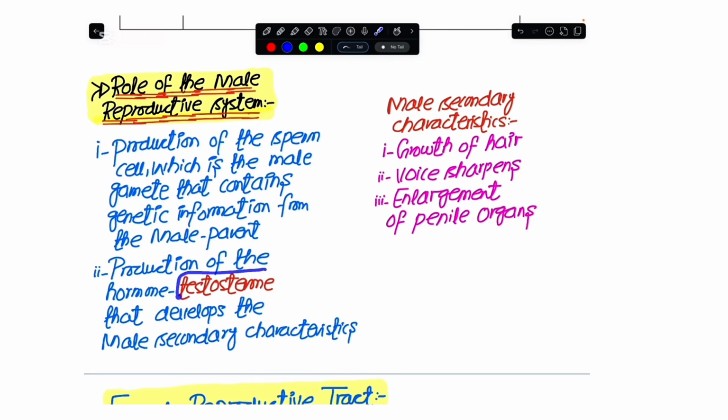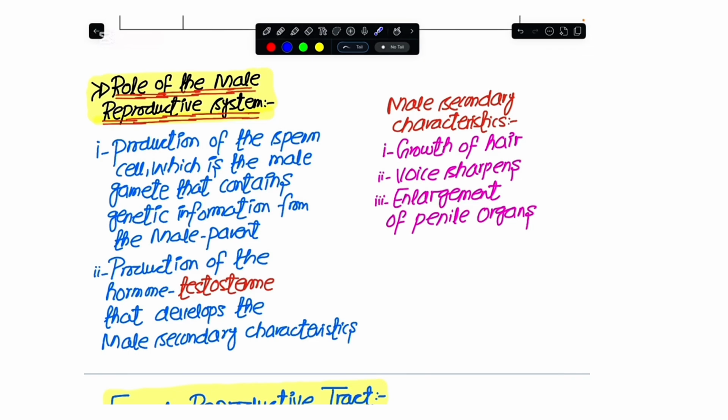When this testosterone is secreted out of the testes and goes into the blood plasma, the male individual would develop these male secondary characteristics. Among them, there would be the growth of hair, their voice would deepen, and their penile organ, which is the penis, would also enlarge under the influence of this hormone, which is testosterone.